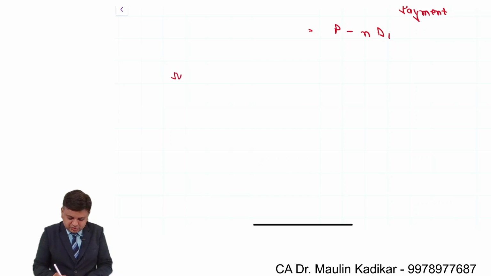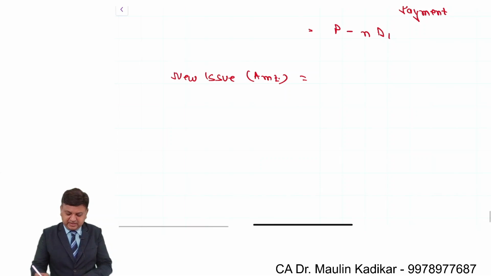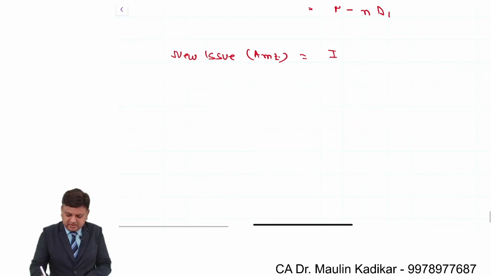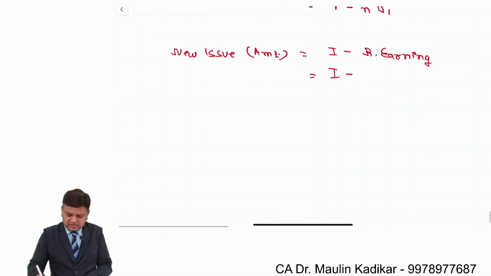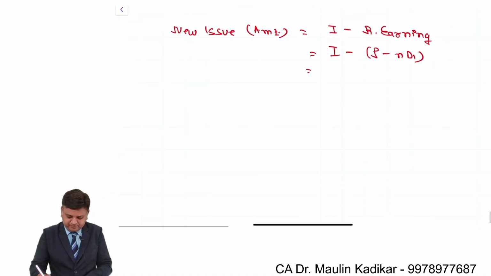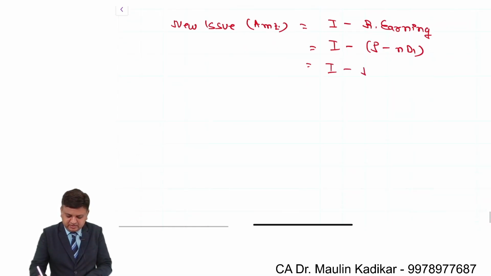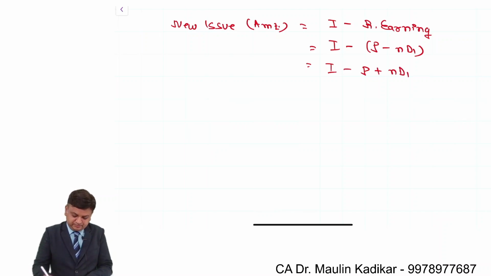Then the new issue in amount term. What is the amount of the new issue which is required to be made? It is investment I minus retained earning. So it is I minus, what is retained earning? It is profit minus nD1. So it is I minus P plus nD1. That is the way we have the new issue in amount term.